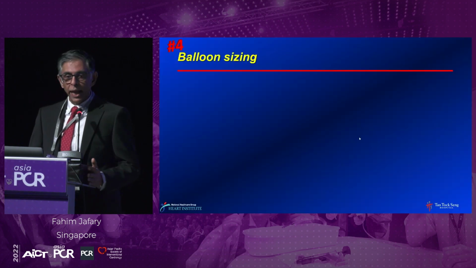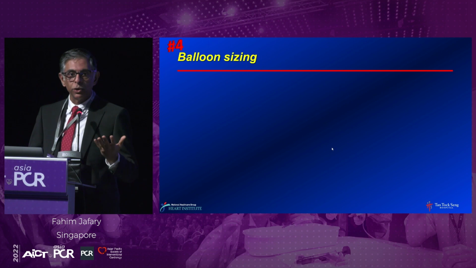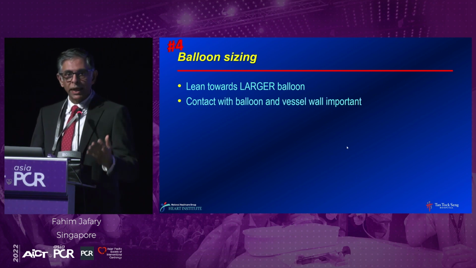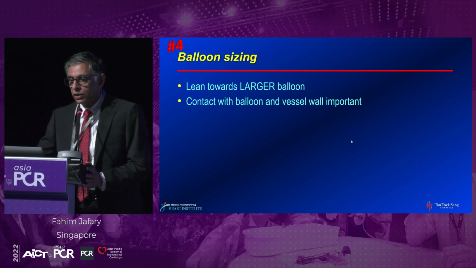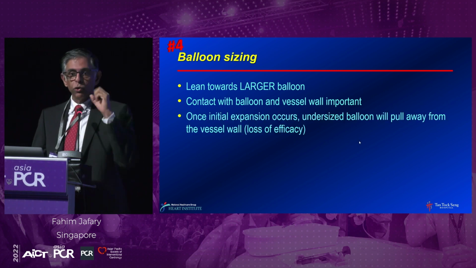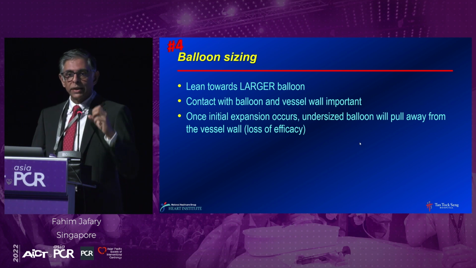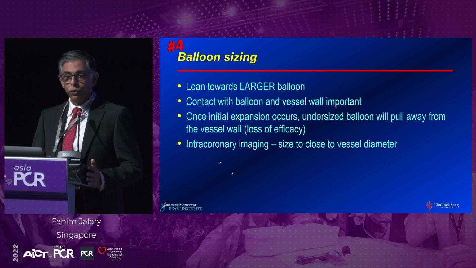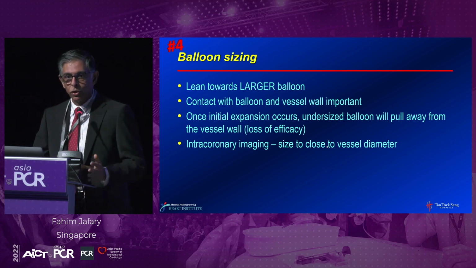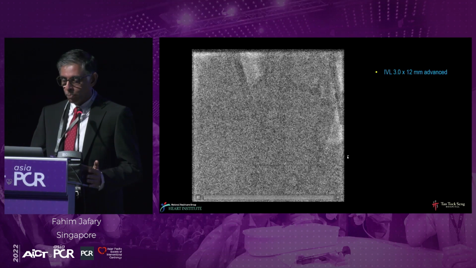But this brings us to the next guiding principle of IVL, which is balloon sizing. And in general, you want to lean towards a larger balloon. You're only inflating it at 4 atmospheres, so it's not a huge risk. But important is that contact between the balloon and the vessel wall is important, because if you use an undersized balloon, once there's some expansion, then you lose contact and then you lose efficacy. And imaging will help you decide the best possible size. And we decided based on imaging that 3-0 distal and 4-0 proximal.